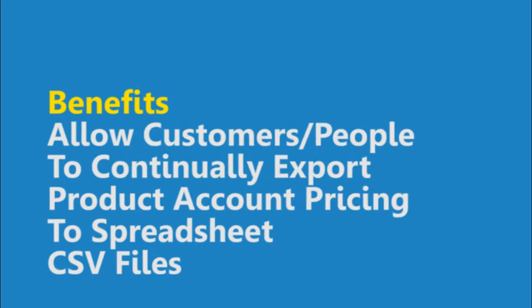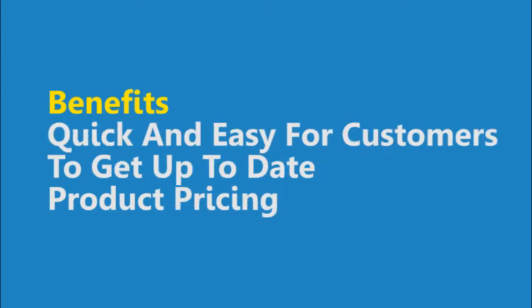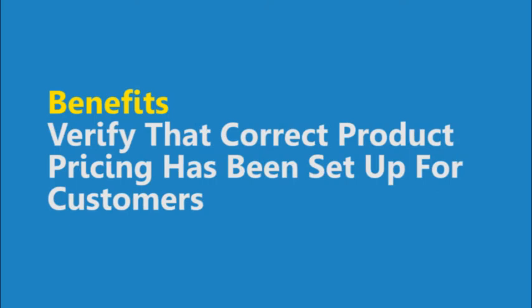Additionally, there is the ability to export this product pricing data to a spreadsheet file in the CSV file format, allowing customers or employees or any other connected people in the organization to download and use the pricing data for their own needs. This feature makes it quick and easy for customers and connected people of a business to see and view products that it is selling, and this product data can also be used to verify that the correct pricing has been set up for each of an organization's customer accounts.